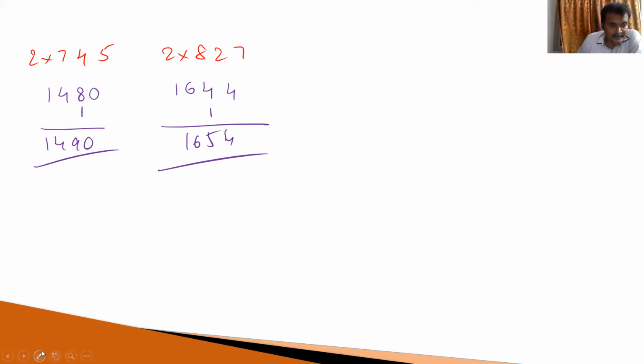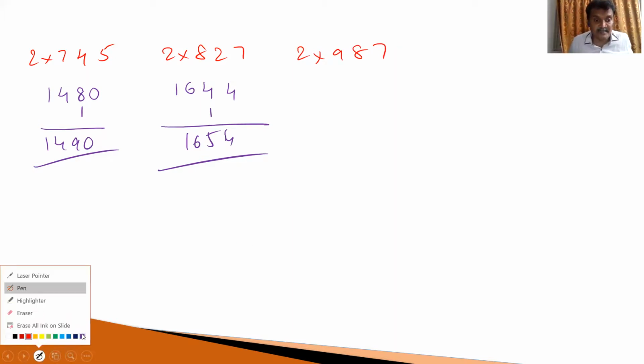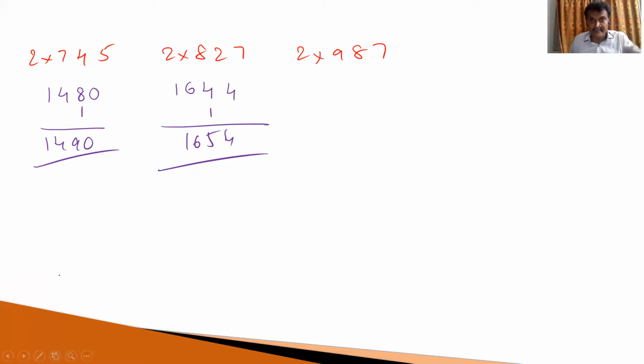Okay. Now, after you have a lot of practice, no need to write down all these things also. Okay, I'll explain that one also. Now 2 times 987 is equal to how much? So what is 2 times 900? That is equal to 1800. Just keep it in your mind. 2 times 80 is equal to how much? 160. 1800 plus 160, 1960. 2 times 7 equal to 14. 1960 plus 14, that is equal to 1974 is the answer.